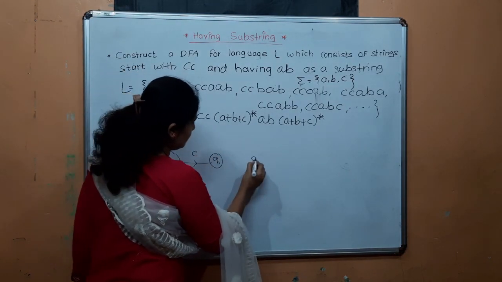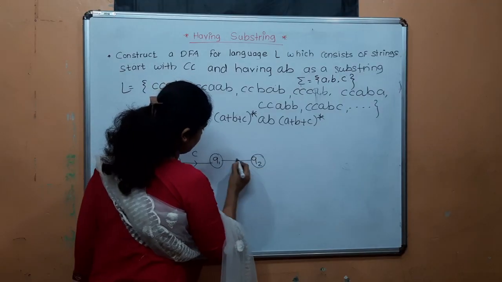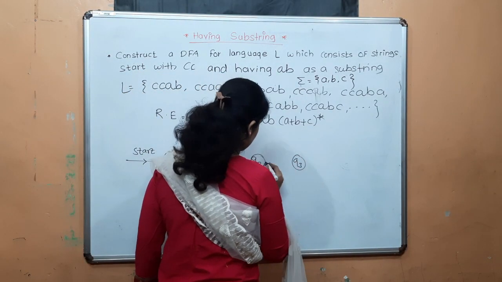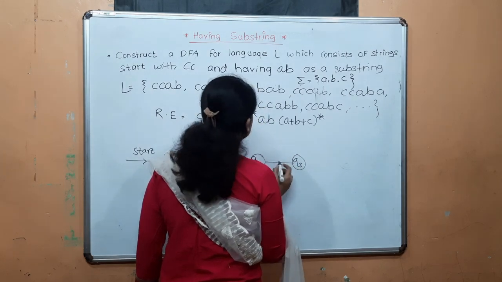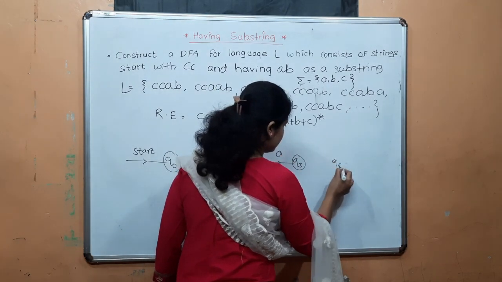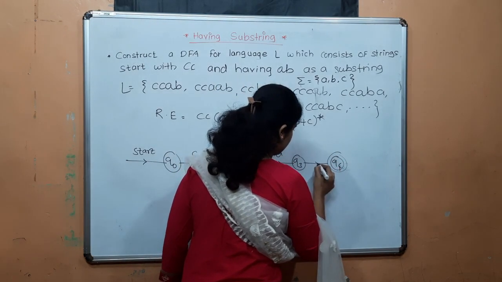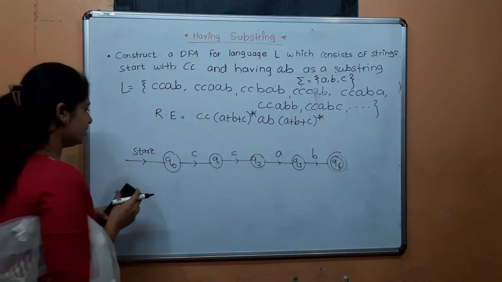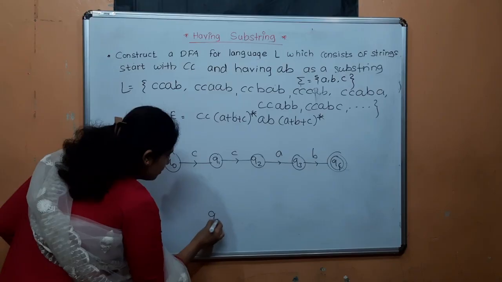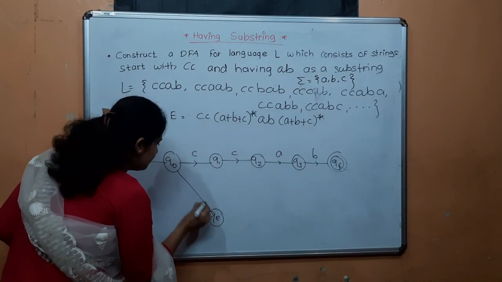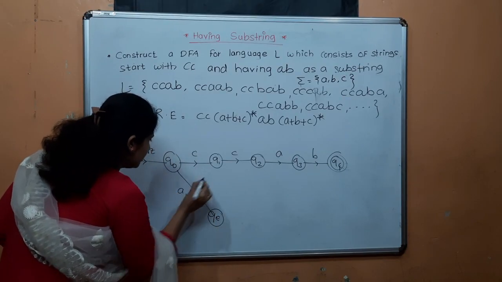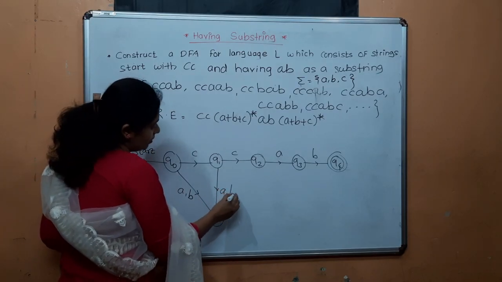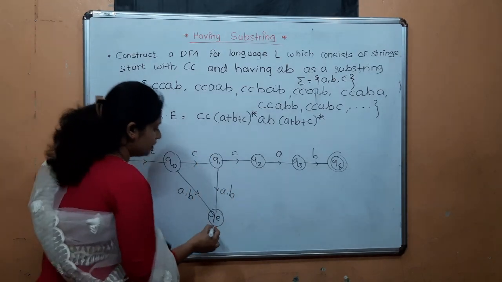C, A, B. CC, A, B. Okay, starts with CC. We can add the dead state. If the string starts with A or B, it will be invalid. If A or B occurs in between these two C's, it will be invalid.